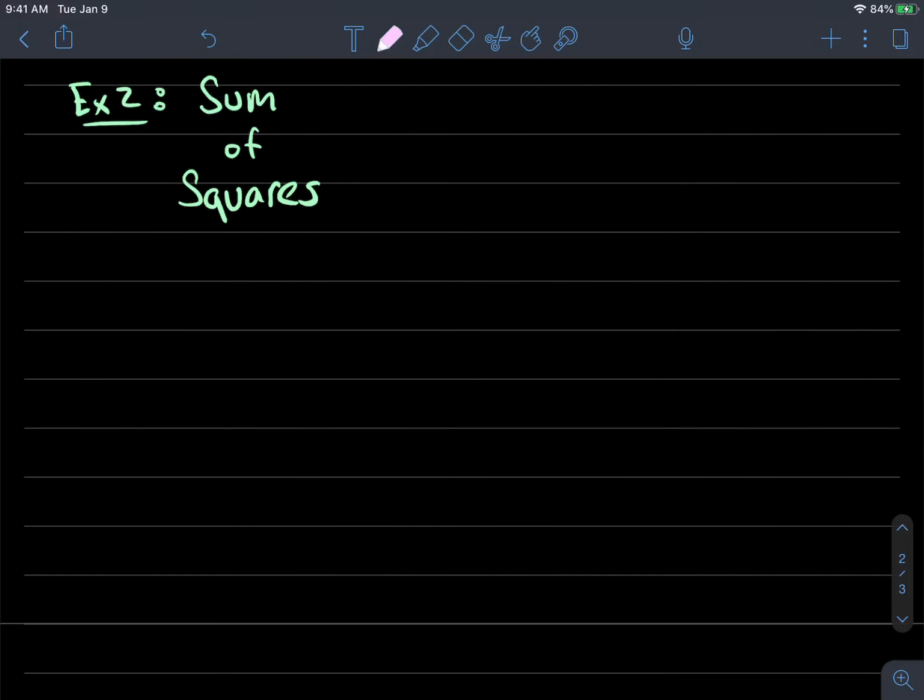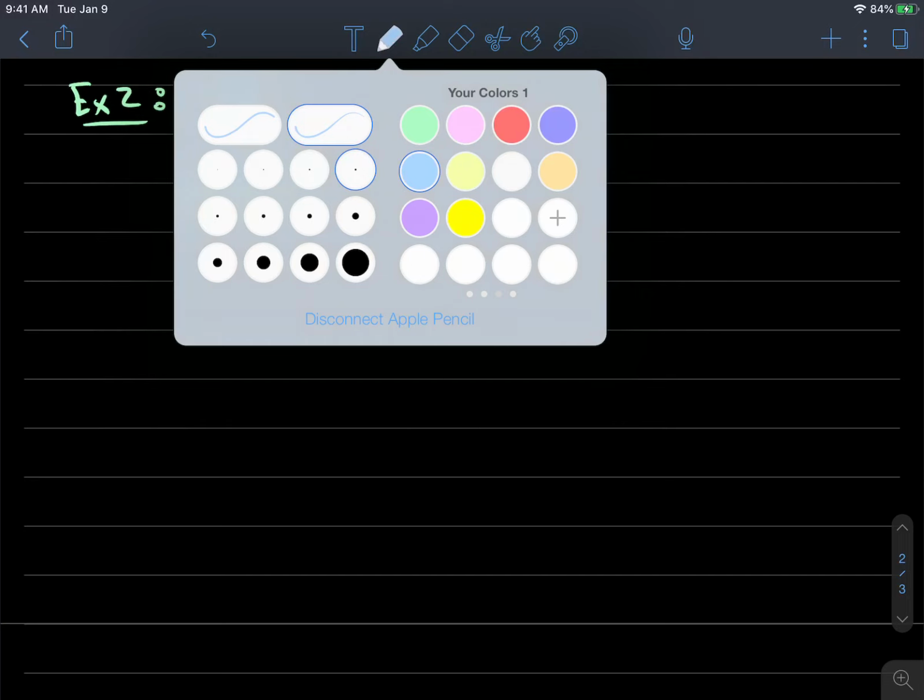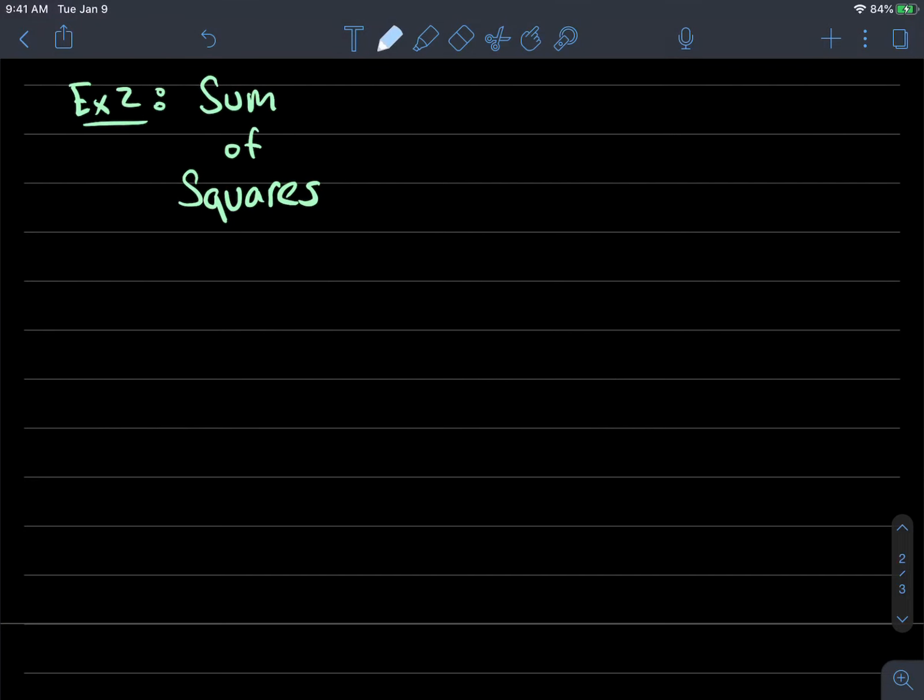Now, sum of squares is something that a lot of people get confused about, so pay attention. A sum of squares usually looks like this: you're going to have (a plus b) squared, or you'll have problems like this, (a plus b) times (a plus b). They're the same thing. This is what you call a sum of squares.